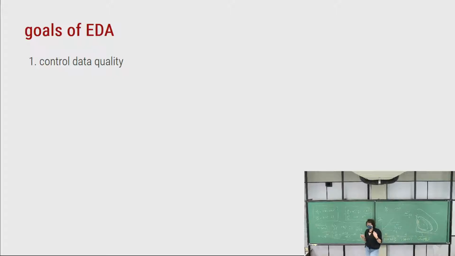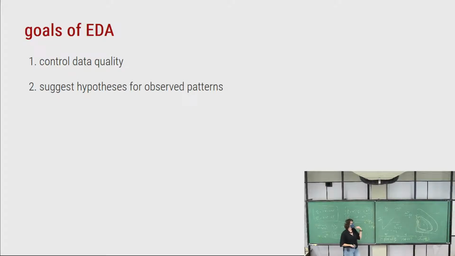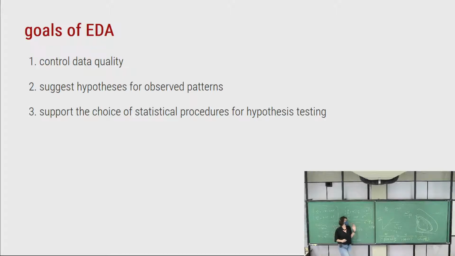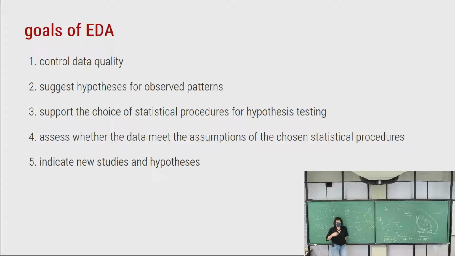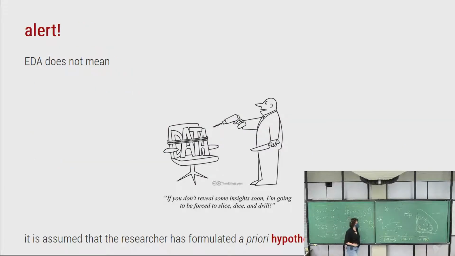And the goals of the exploratory data analysis are to control data quality, suggest hypotheses for observed patterns, maybe something that we haven't thought of before yet, support the choice of statistical procedures for hypothesis testing, assess whether the data meet the assumptions of the chosen statistical procedures, and indicate new studies and hypotheses.